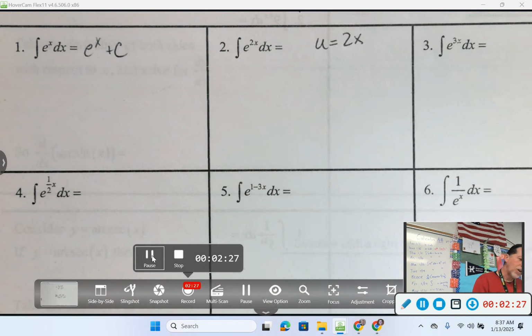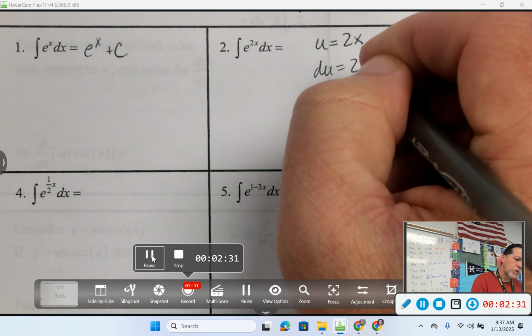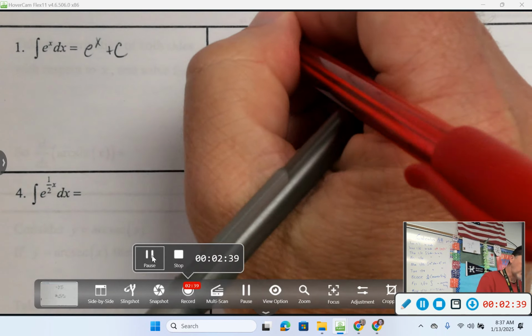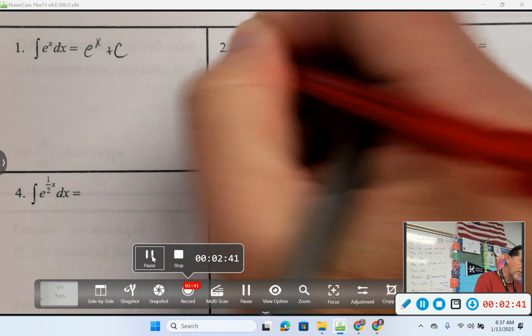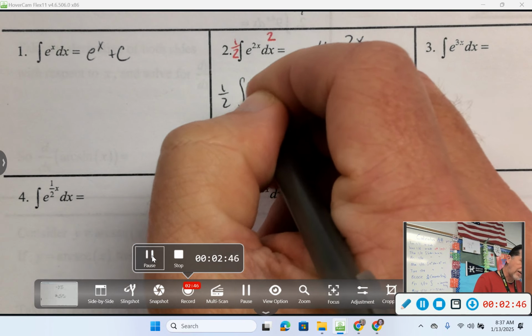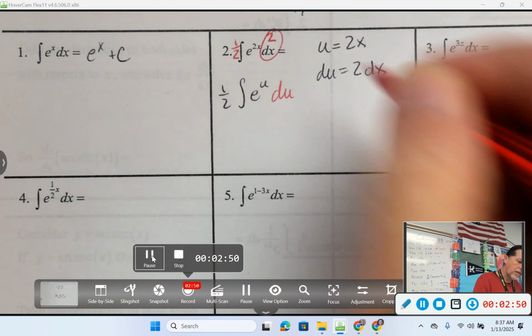Let's let u be 2x. And then du is 2 dx. It's like, oh, we've played this game before, so I want du to show up. So I need a 2 on the dx and a 1/2 out front. And so now I've got 1/2 e to the u du.